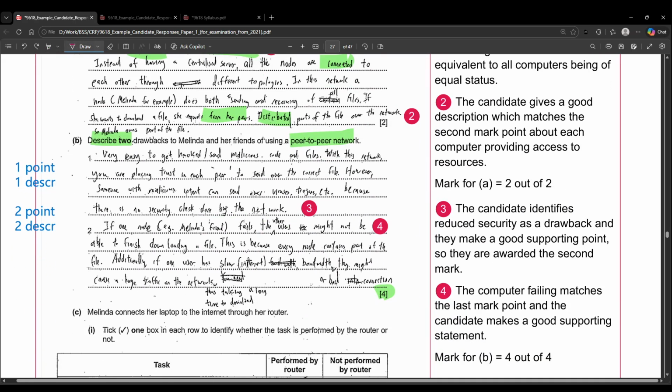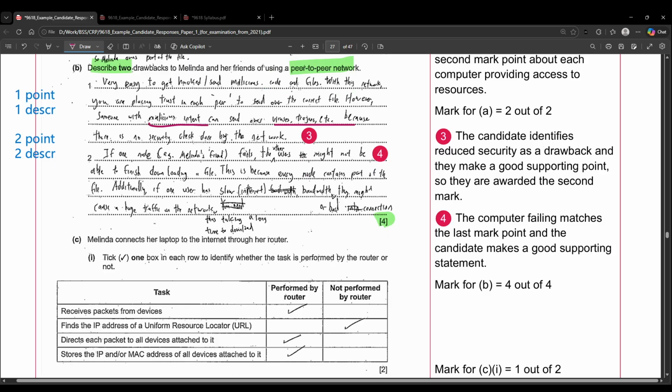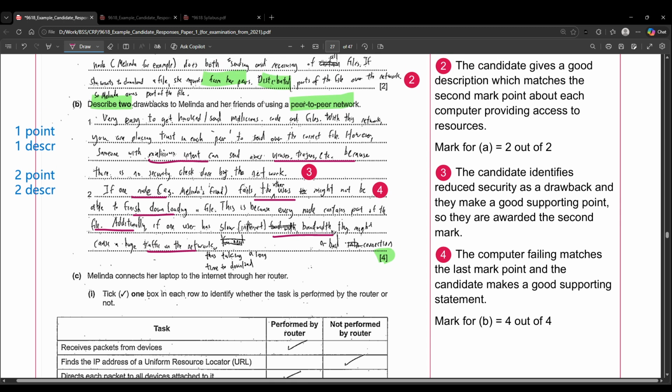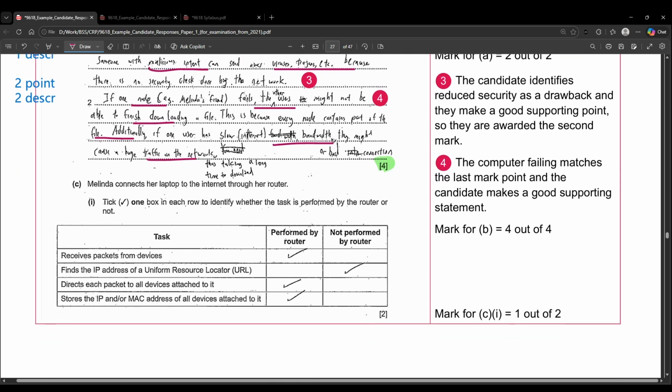They have written that someone with malicious intent can send over viruses on the network. And then secondly, if one node fails, the user might not be able to finish downloading. This is because the node contains part of the file, and then bandwidth can also cause an issue. So they cover everything very nicely.